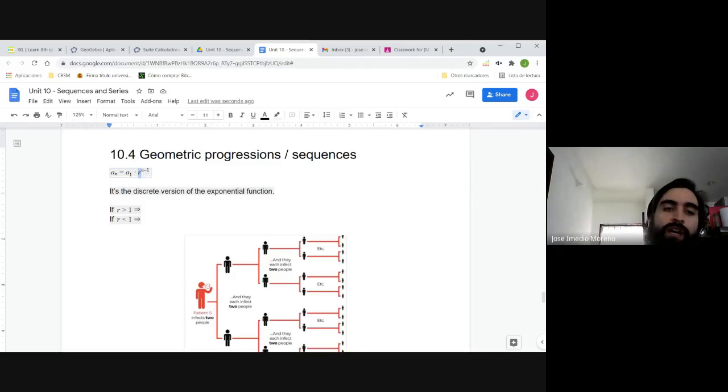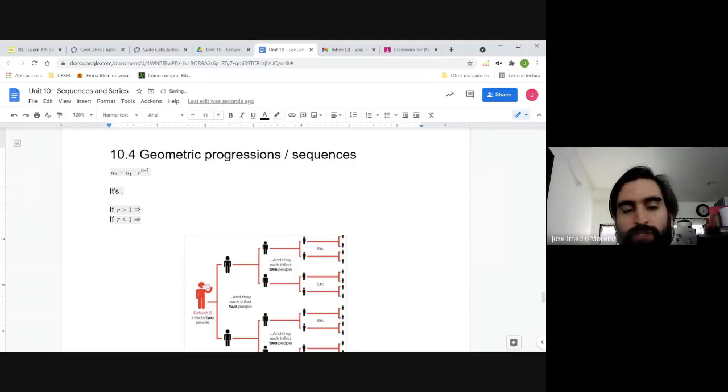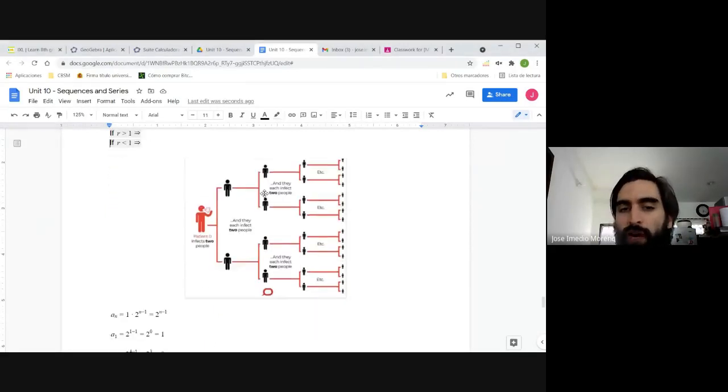Okay. It's a discrete version. We'll write this afterwards. So the typical example of this, for instance, is the case of the coronavirus spread. That's a very, very illustrative case of a geometric sequence. So what happens with the coronavirus spread? On day one, we have the patient zero. So this is one person who is infected with the virus.